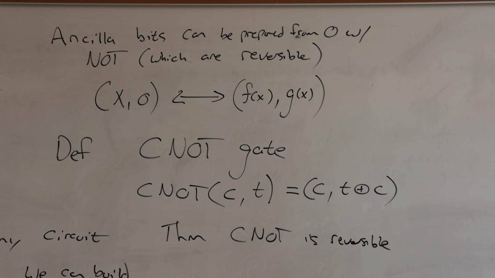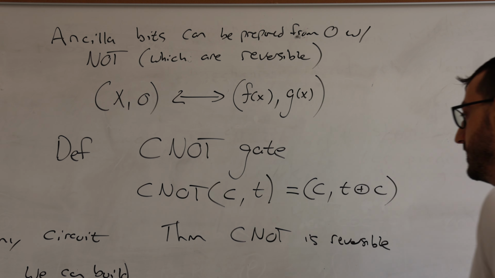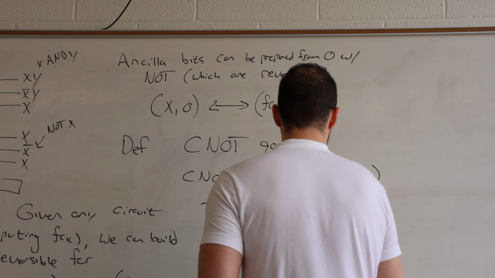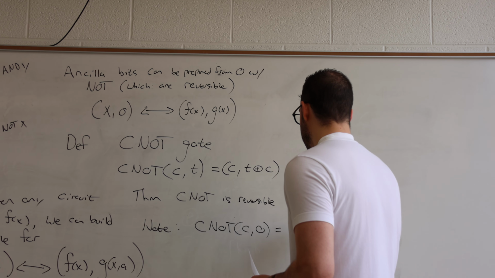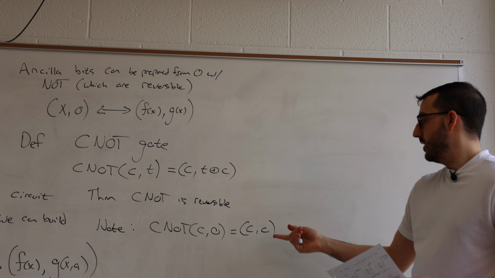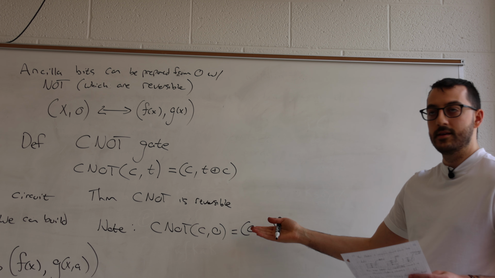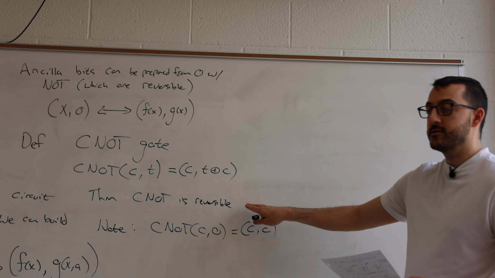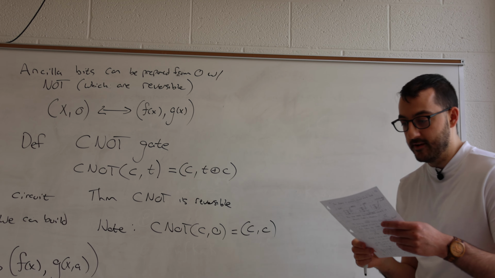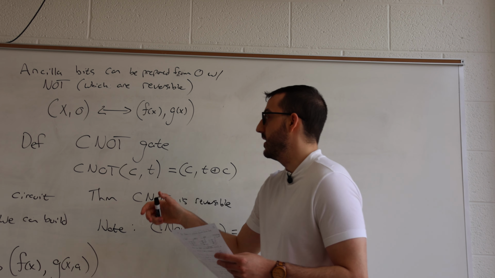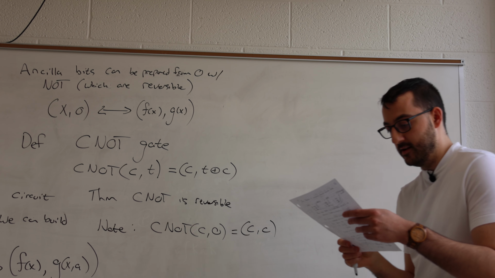Now let's just think about a special case of the C naught gates, which is where the target bit is set to 0. So note that C naught applied to the control with the target bit being 0 will always be the control bit and then the control bit. Does everyone agree? So this is a copy. C naught is making a copy of whatever the control bit is in this case. And it's also reversible, so this is a reversible way of making a copy. Okay? That's going to be very useful in our construction, and that's essentially going to be the secret that we use to get rid of the garbage that we don't want in the circuit.